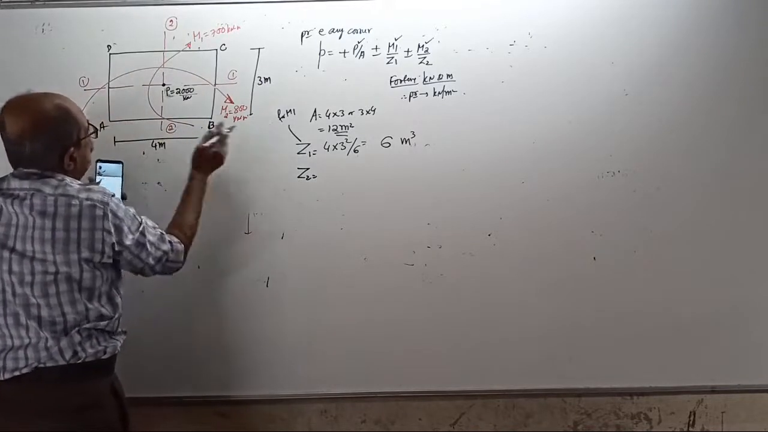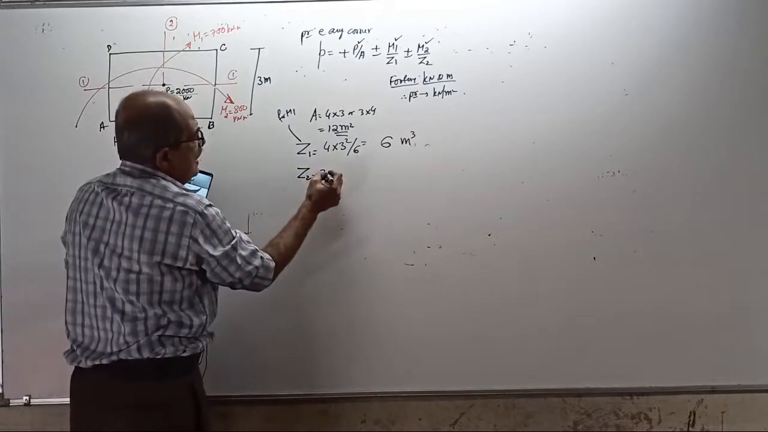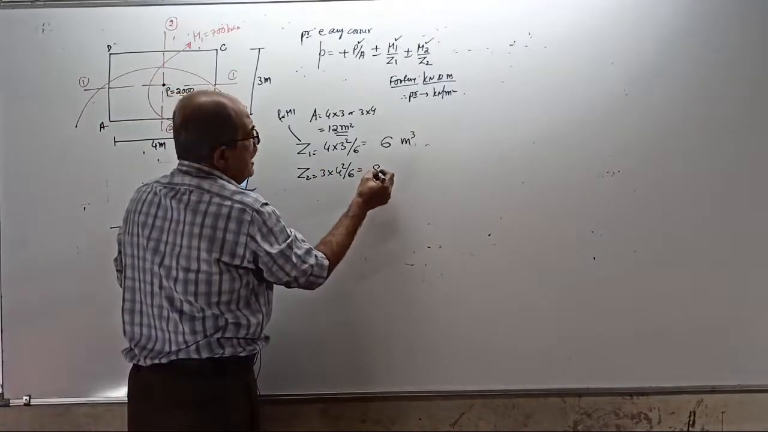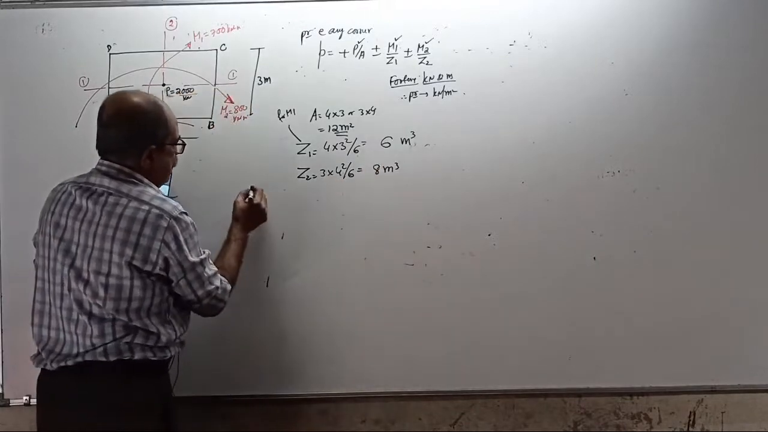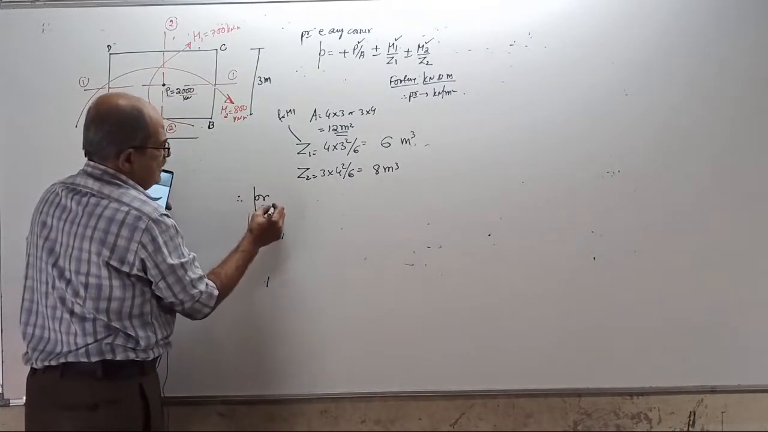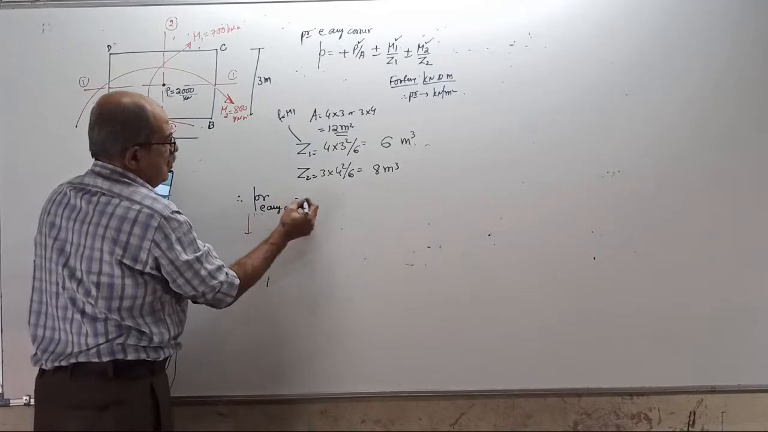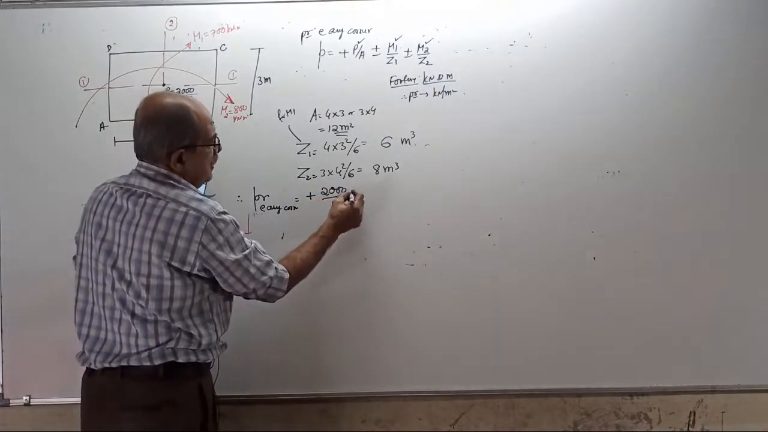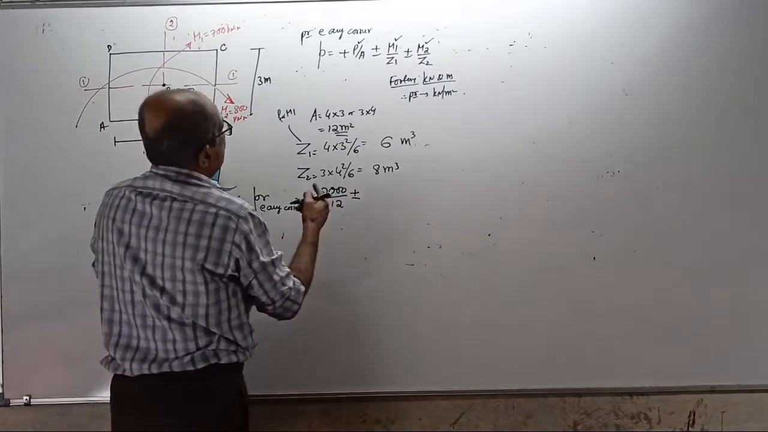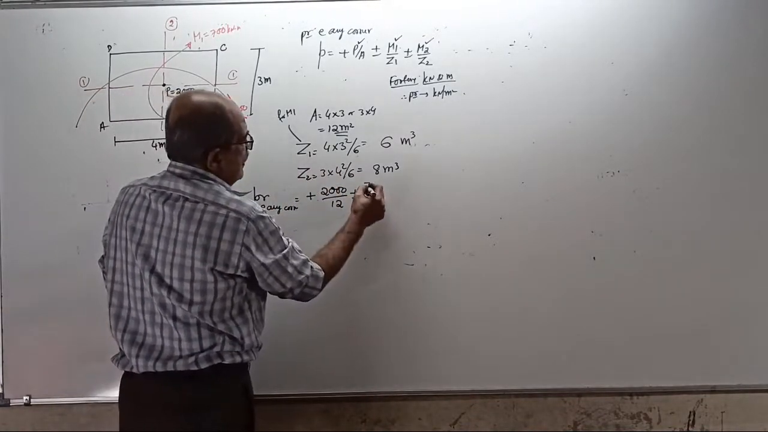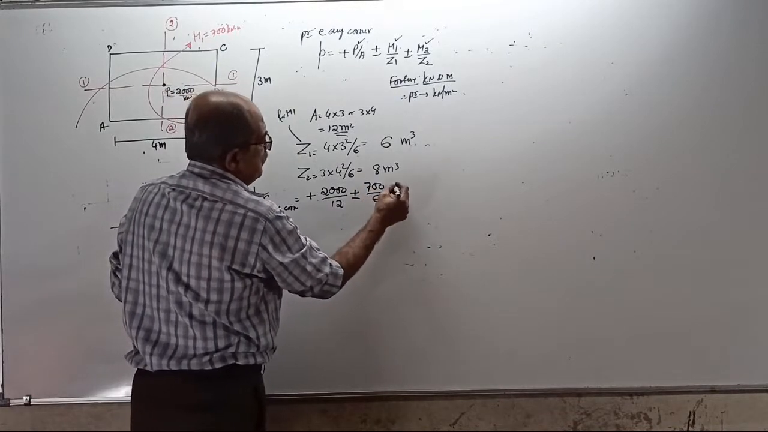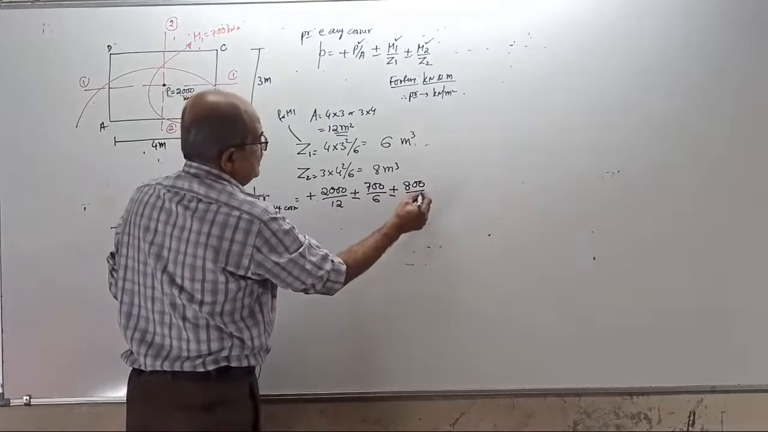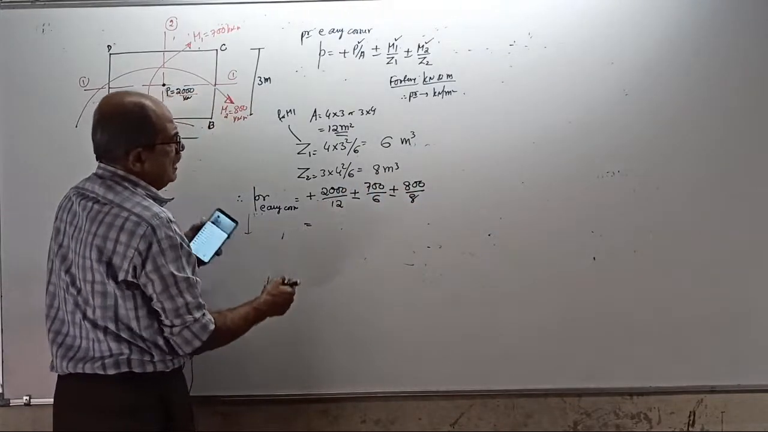Z2 is for M2, this is to be squared: 3 into 4 squared by 6, which is 8 meter cube. Therefore, pressure at any corner equals 2000 by 12 plus or minus M1, where M1 is 700 divided by 6, plus or minus M2, 800 divided by 8.